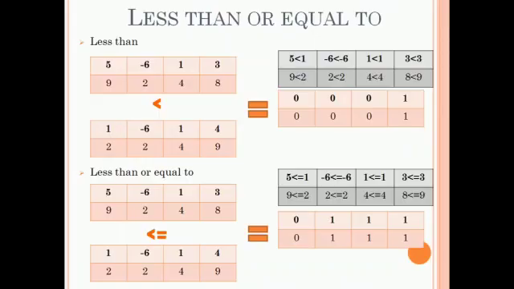Let's move to the less than operator. Here again, element by element comparison is done and output is 1 if the element in the first matrix is strictly less than the element in the second matrix, otherwise output is 0. For the less than equal to operator, element by element comparison is done and output is 1 if the element in the first matrix is less than or equal to the element in the second matrix, otherwise output is 0. Let's see the same examples in MATLAB.